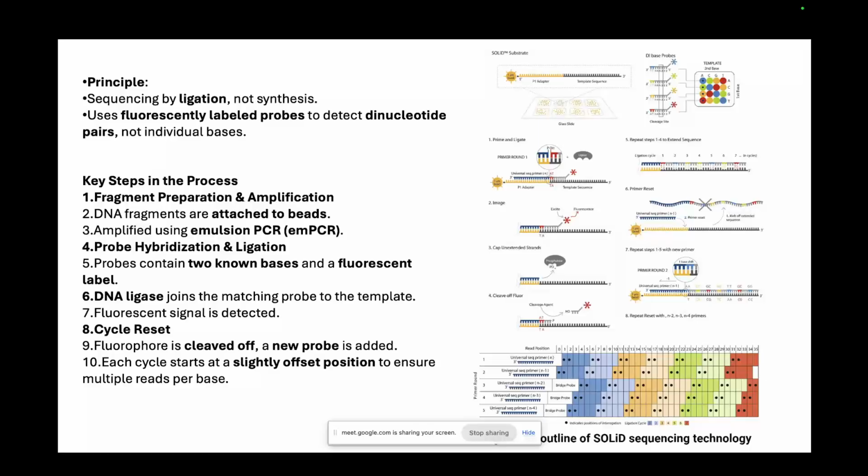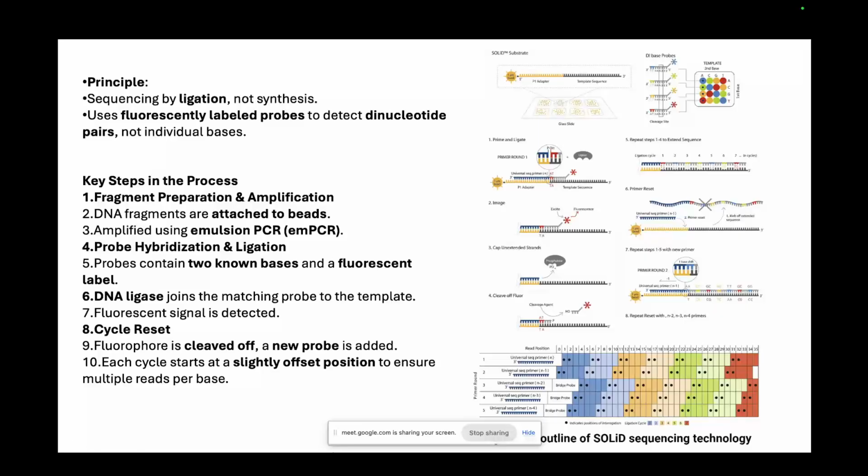So generally, how it is done is basically you fragment the DNA, and prepare and amplify the DNA, which is kind of common across all the technologies. Then what you do is you attach these DNA fragments to beads and you amplify using emulsion PCRs on the beads. Then you do probe hybridization and ligation. So basically it will contain known bases and a fluorescent label.